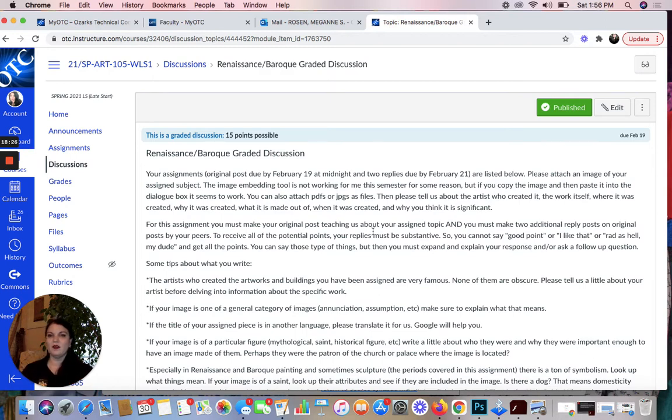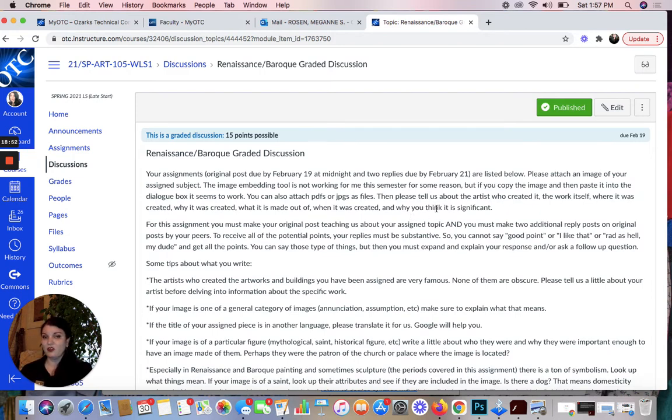So your assignments, original post due by February 19th at midnight, and 2 replies by February 21st are listed below. Please attach an image of your assigned subject. The image embedding tool sometimes doesn't work. It seems to be working okay, but you should be able to use it. You can also copy the image and then paste it into the dialog box. And you can also just attach it as a JPEG or PDF.